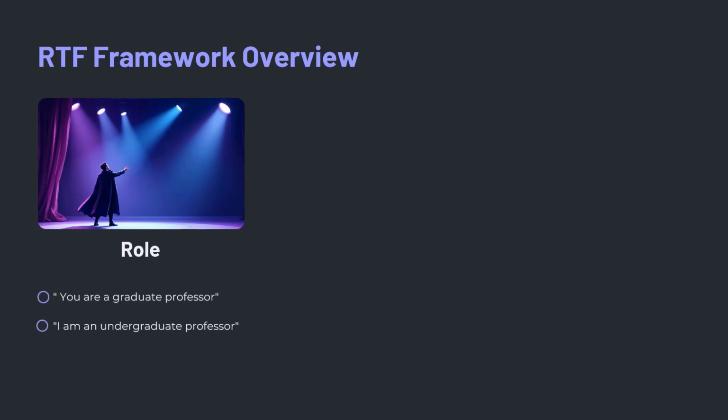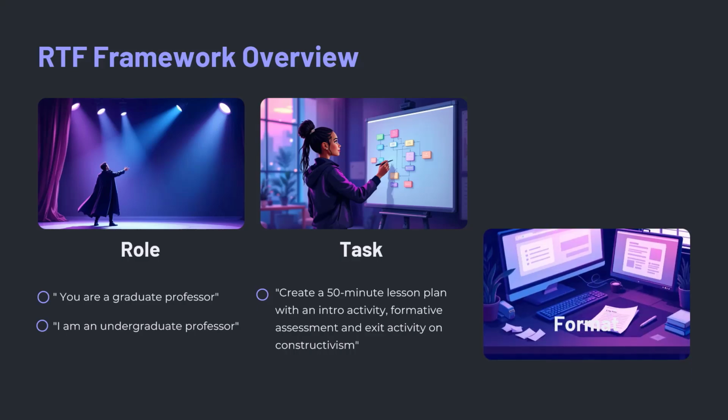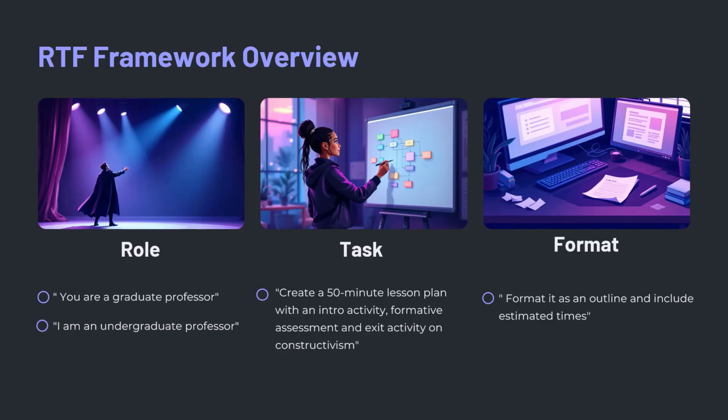Role: you are a graduate professor, or I am an undergraduate professor. Those are two ways to word the role portion of the RTF. Task: create a 50-minute lesson plan with an intro activity, formative assessment, and exit activity on constructivism. So I give it the topic and the format I want it to follow. I gave it the timeline of how long things should be. Now the format: an outline that includes estimated times. Okay, so it's going to give me everything that I asked for.